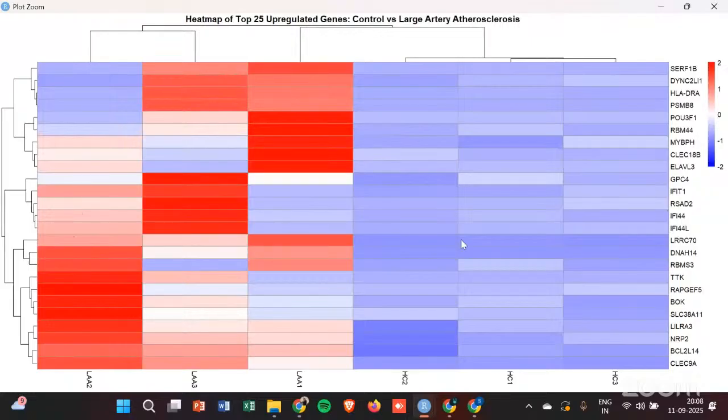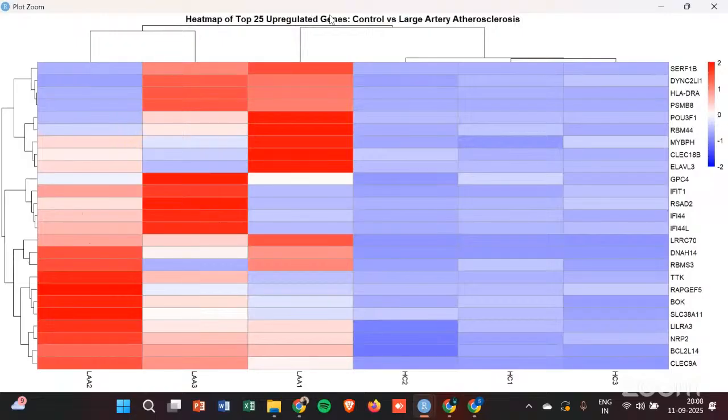So what is there basically? First, let us understand how to interpret it. The first thing that I want to look at is this legend here. Blue denotes lower expression or down regulation, and red is up regulation, and you see a very clear gradient here. As we go from blue to white and then red, we are going from down regulation to up regulation, right? And this is a heat map of the top 25 upregulated genes.